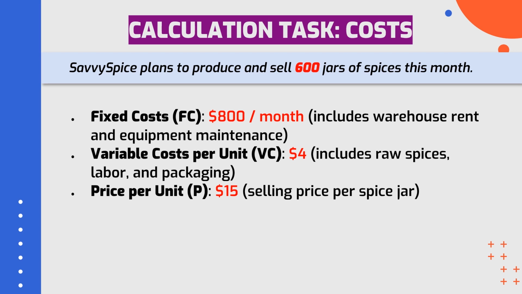The company is planning to sell each jar for $15 per jar. The company is aiming to produce 600 jars this month. So most of your calculations should be done on a monthly basis.